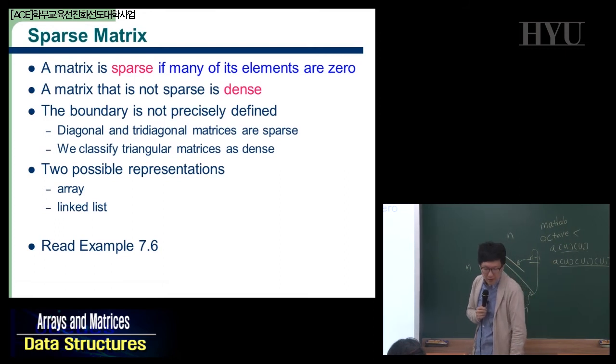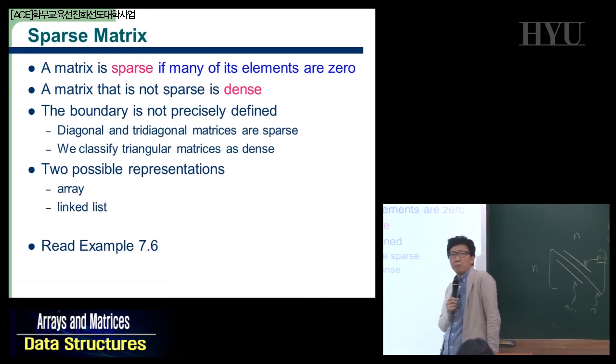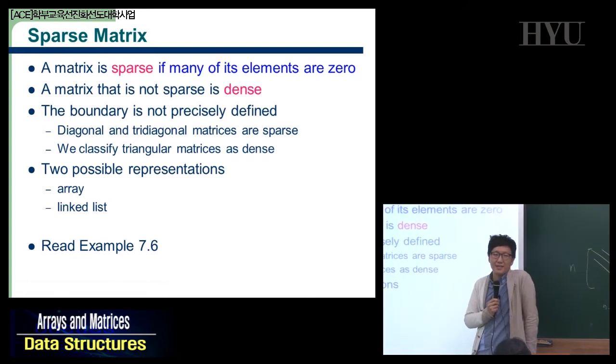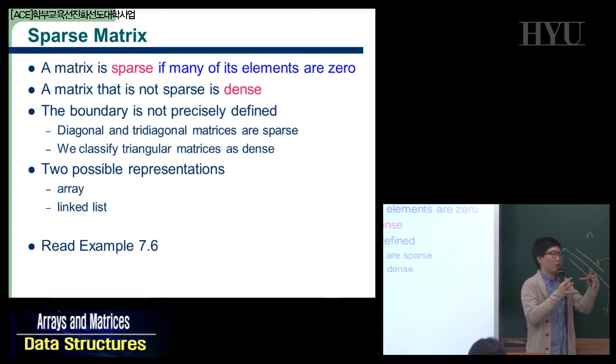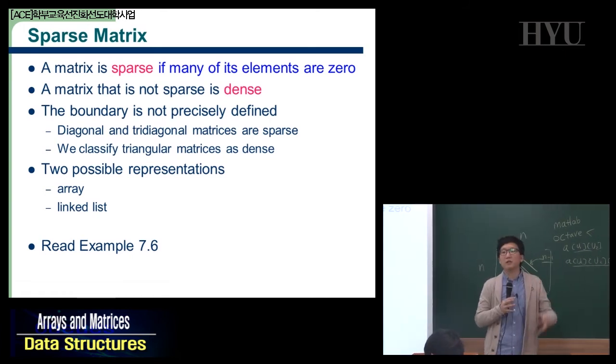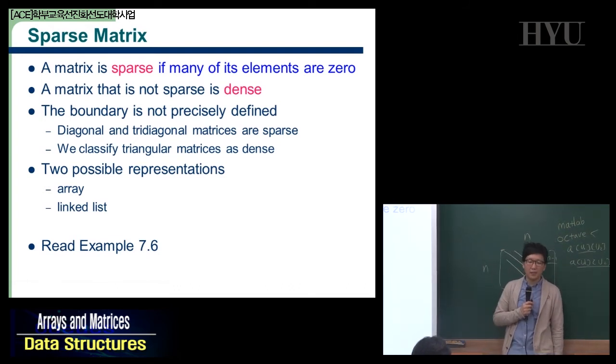Okay, a matrix is sparse if many of its elements are 0. A matrix that is not sparse is dense. The opposite of a sparse matrix, we call a dense matrix. Things are concentrated in a certain portion or a certain location of the matrix. The boundary is not precisely defined, to say exactly what is sparse.